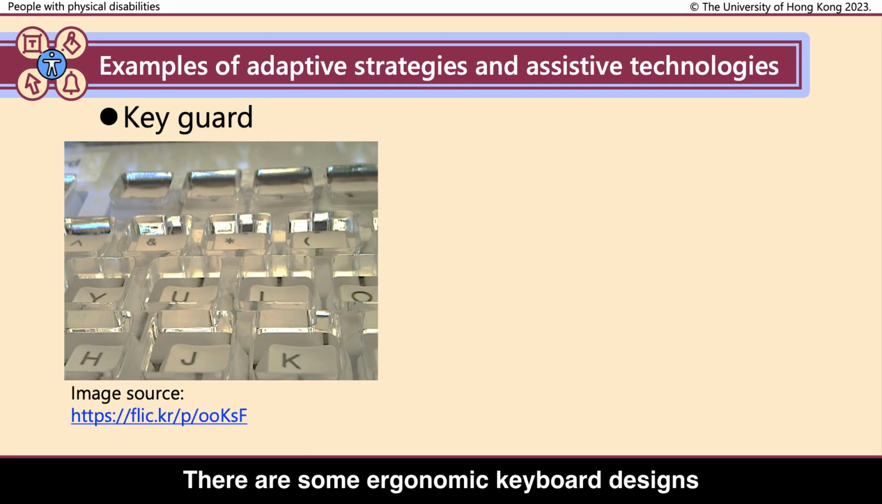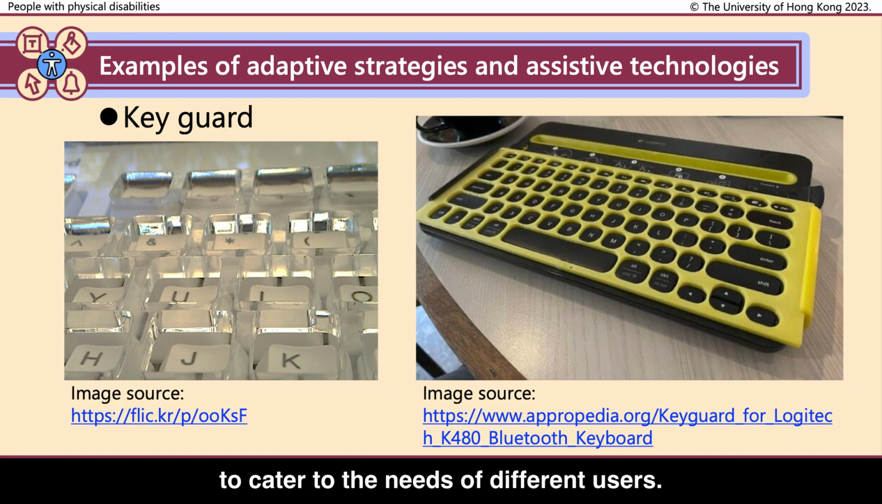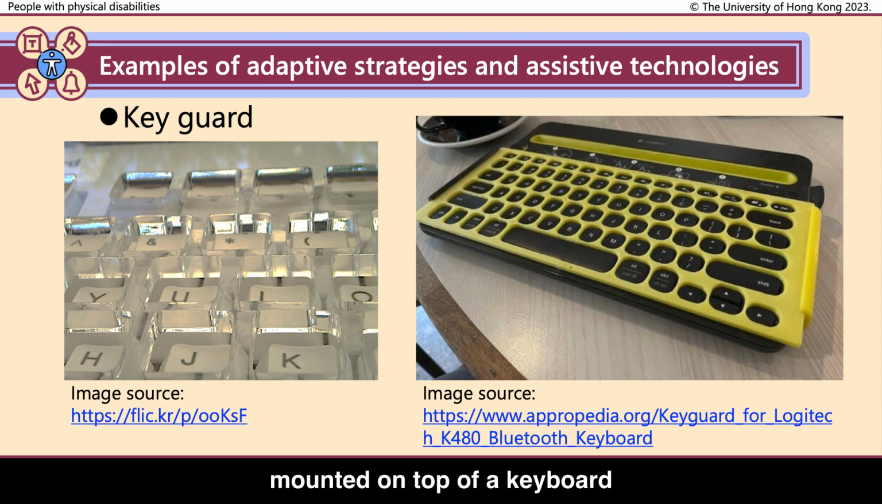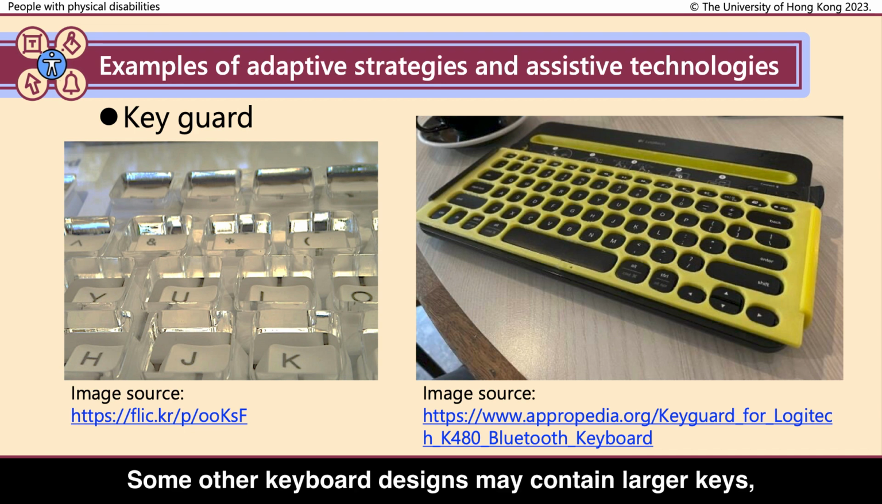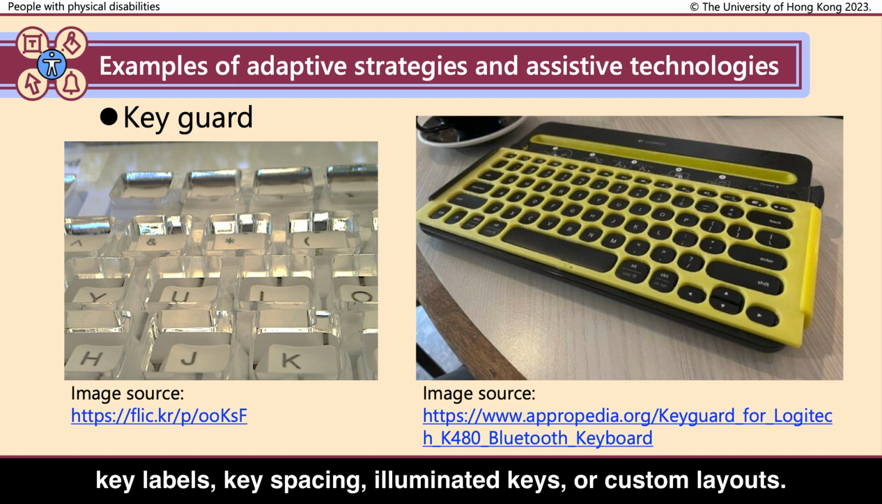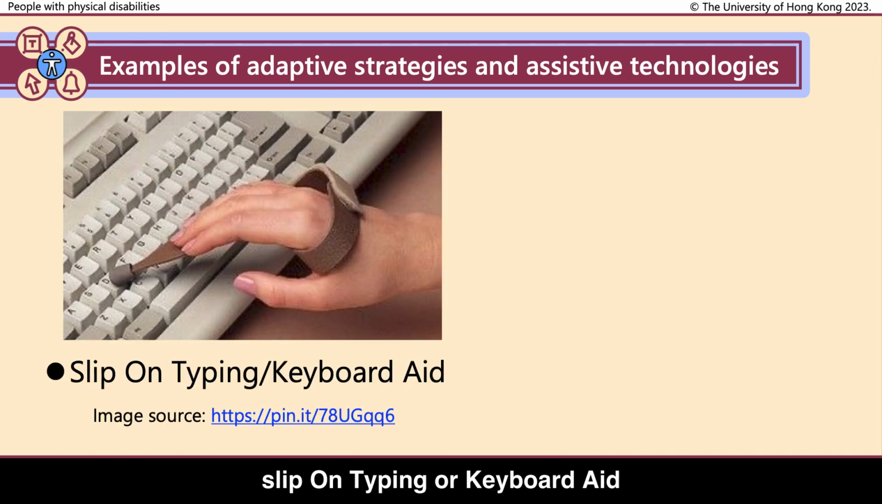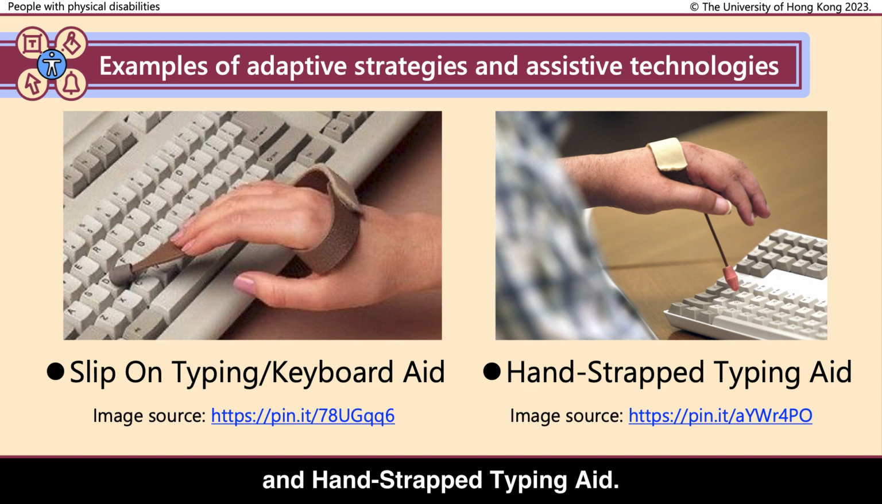There are some ergonomic keyboard designs to cater to the needs of different users. For example, a key guard, that is a plastic or metal cover mounted on top of a keyboard, could help people whose hands shake to avoid accidental adjacent key presses or duplicate keystrokes, such as for people with cerebral palsy. Some other keyboard designs may contain larger keys, key labels, key spacing, illuminated keys, or custom layouts. Examples of typing aids are slip-on typing or keyboard aid, and hand-strap typing aid.